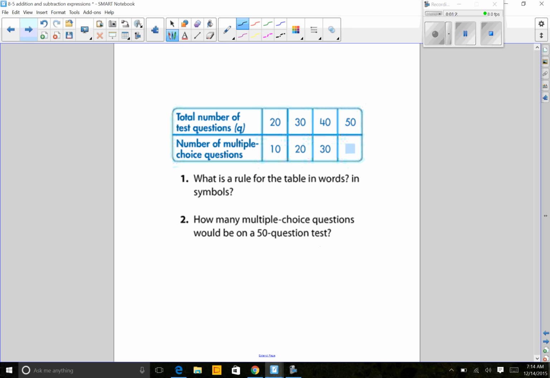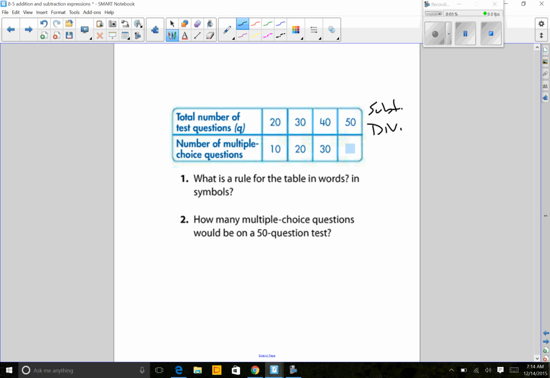So here's our total number of test questions, and the number of multiple choice questions. What you're going to have to do is look for a rule. Since we're going from 20 to 10, 30 to 20, 40 to 30, 50 to an unknown number, we won't worry about the 50 yet. Since we're going down, it's got to be either subtraction or division. Those are the only two possibilities. We can't add something to 20 and get 10. Well, not yet, at least.